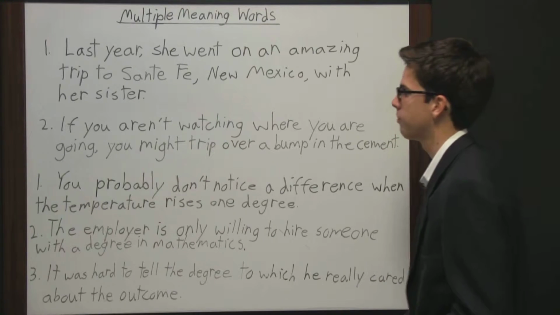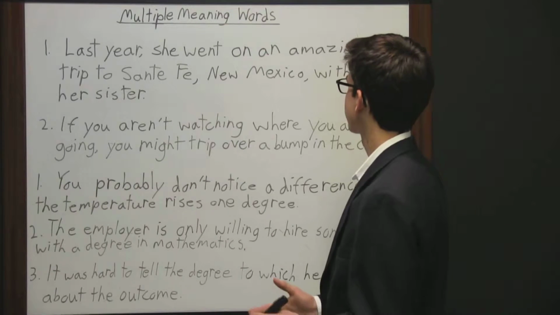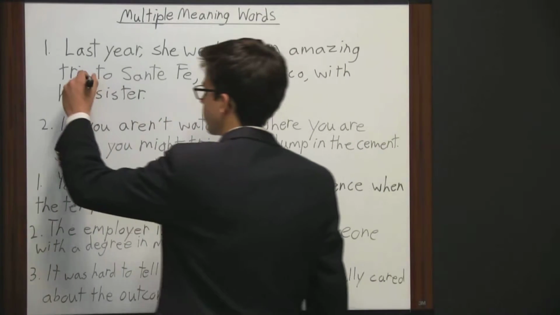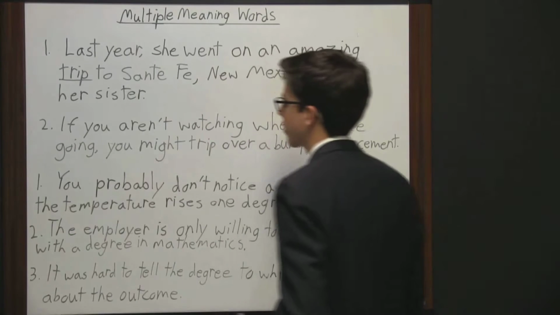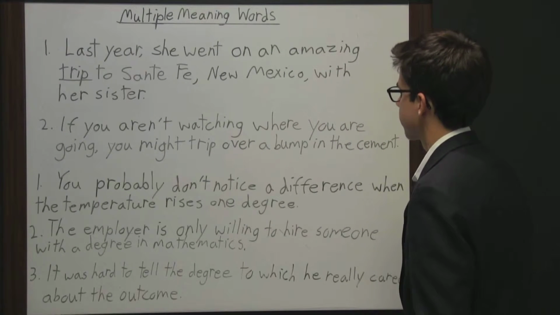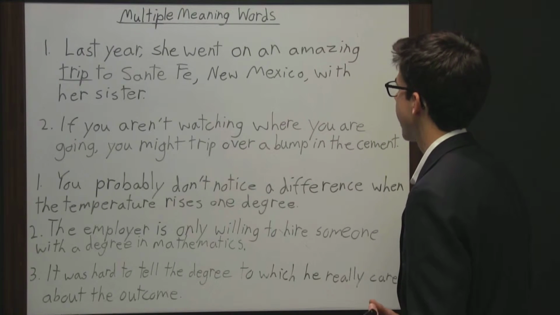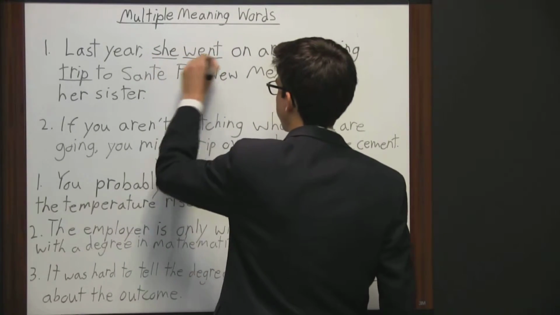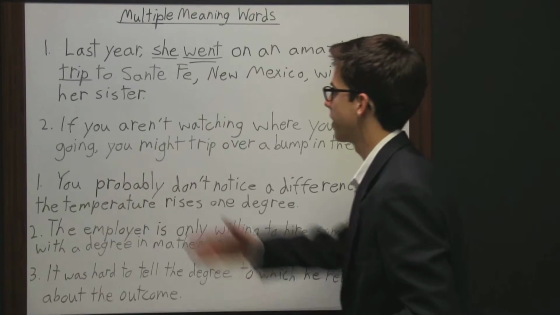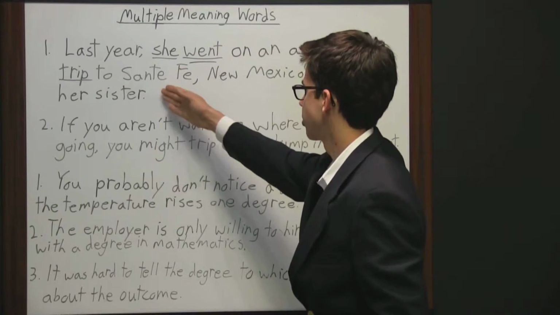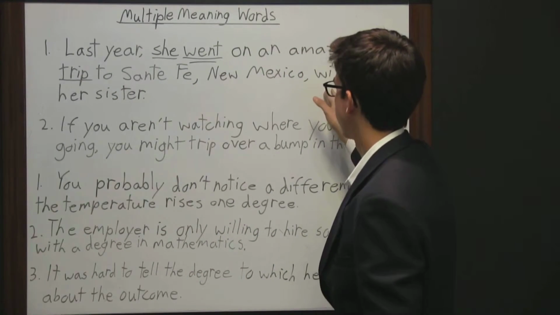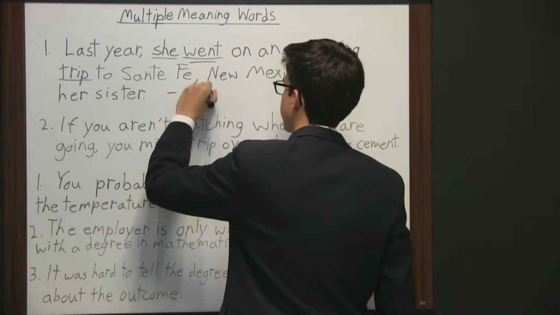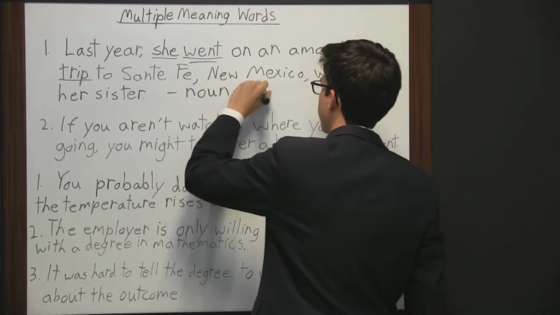We have two sentences here, and so it says, last year she went on an amazing trip to Santa Fe, New Mexico with her sister. So we see the word trip right there. And so here we see trip being used as a noun because we already have a subject and verb. There's the subject she, the verb is went, and so it's saying she went on an amazing trip, and you can see that she went on a vacation because she went to Santa Fe, New Mexico with her sister. So in this case, it's a noun, meaning vacation.